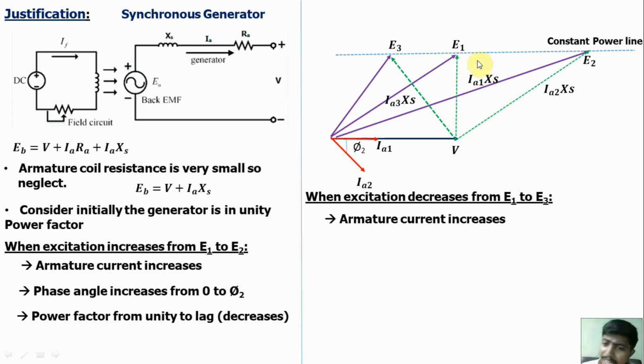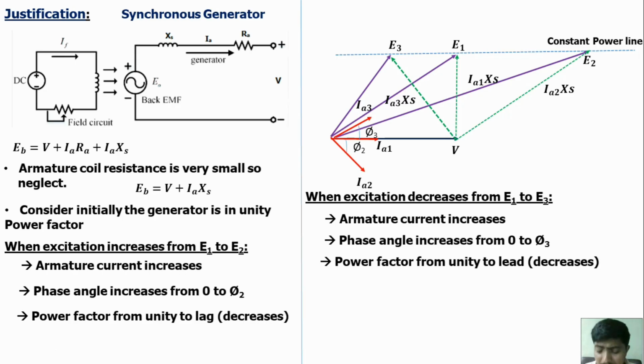If the excitation decreases from E1 to E3, the drop IA axis changes from the IA1 axis to the IA3 axis. It will move in the counterclockwise direction. So the armature current will also move counterclockwise to keep the phase angle difference between the armature current and this drop IA axis at 90 degrees. So the armature current moves counterclockwise with a phase angle of pi/3. Now the phase angle increases from 0 to pi/3. The power factor goes from unity to leading, and decreases.